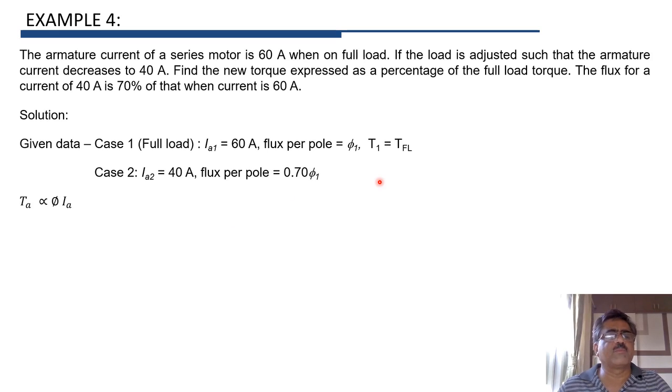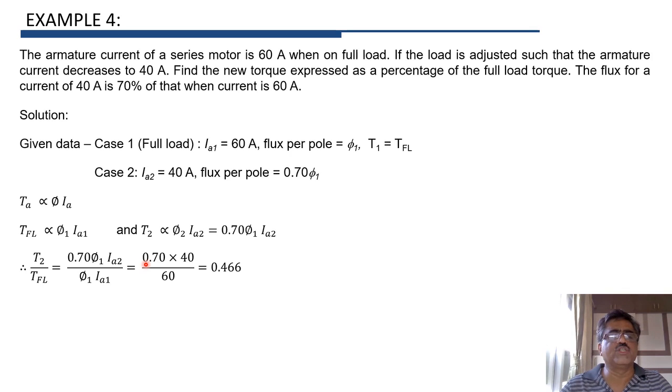Now we know that torque is proportional to the product of flux and armature current. So Ta is proportional to phi into Ia. So here torque at full load will be proportional to phi1 into Ia1, and in the second case T2 is proportional to phi2 into Ia2. But in the second case phi2 is nothing but 0.7 phi1, and therefore torque in the second case T2 is proportional to 0.7 phi1 into Ia2. Now we can take the ratio of two torques, that is T2 upon T full load. It is equal to 0.7 phi1 into Ia2 divided by phi1 into Ia1.